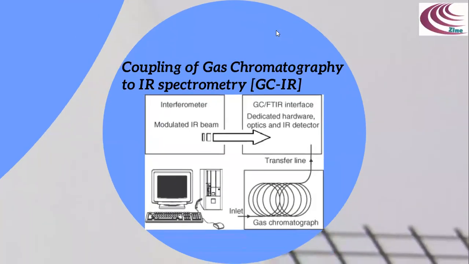Then in coupling of gas chromatography to IR spectrometry, the effluent from the gas chromatograph is passed first through a separator to remove most of the carrier gas and then through a Fourier transform IR spectrometer. This provides an IR spectrum of an eluted solute, which helps in its identification. The spectra for solutes can be stored in a computer or can be printed out to derive the required information whenever needed.